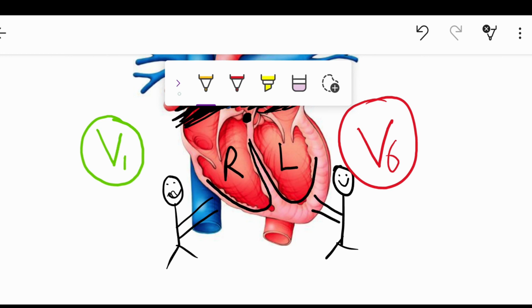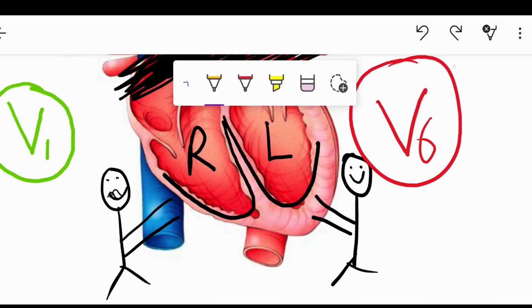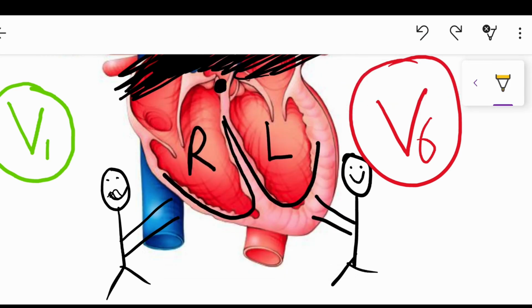Okay, now remember when I said septal depolarization moves from left to right. This is physiologically and even pathologically when we have a right bundle branch block only. However, if we have a left bundle branch block, this rule goes out the window. What's going to happen now is the septal depolarization is reversed, going from right to left.